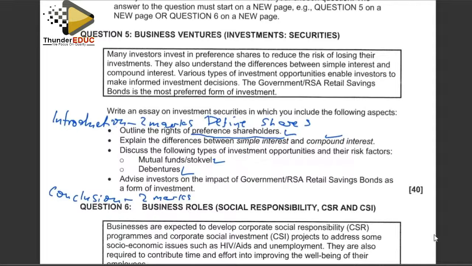Okay, right. So now let's check how best we can advise investors on the impact of the government or Republic of South Africa retail savings bonds as a form of investment. So now under this particular type of investment, one of the impacts is that interest can be received twice a year. And also interest is higher than other fixed deposits. So that is why in most cases you see a lot of people flocking in for this particular type of investment. It is actually being provided by the government.